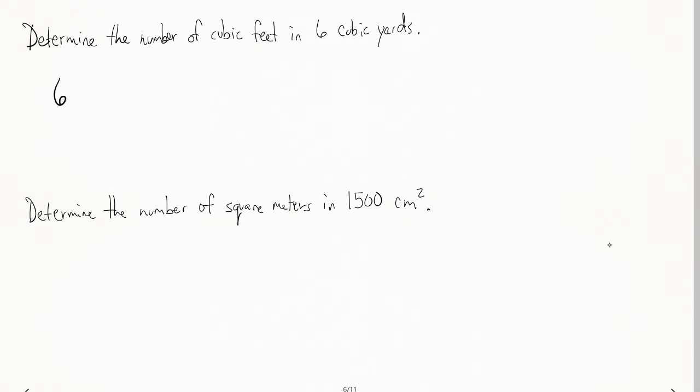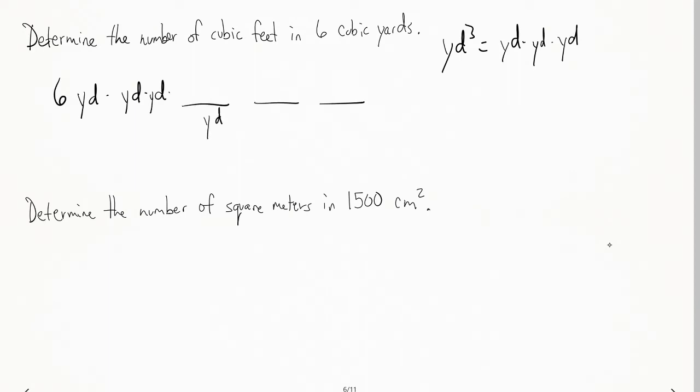Well, 6 cubic yards is 6 yards times yards times yards. Right? That's what cubic yards means. So if I do yards cubed, that's what cubic yards are. That's yards times yards times yards. So we've got to get rid of yards times yards times yards. So the only way we can do that is put a yard down below. And we have to do it 3 times. So now we need to figure out a conversion between yards and then the unit we want is feet.